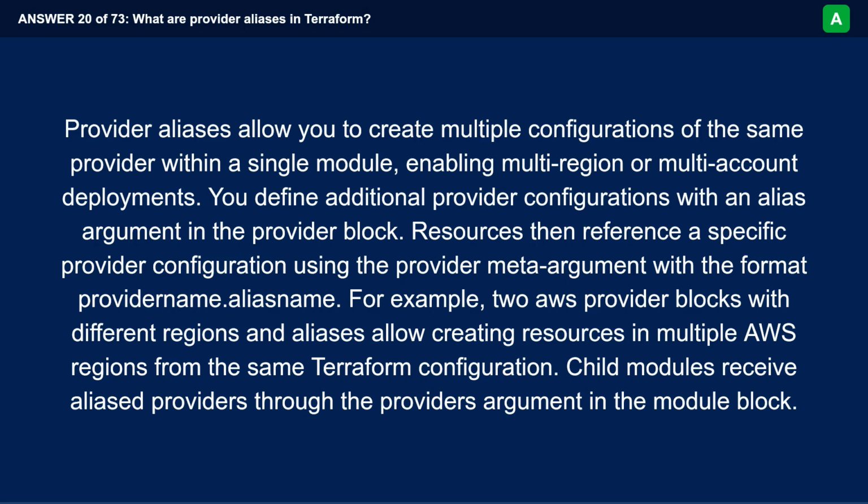For example, two AWS provider blocks with different regions and aliases allow creating resources in multiple AWS regions from the same Terraform configuration. Child modules receive aliased providers through the providers argument in the module block.